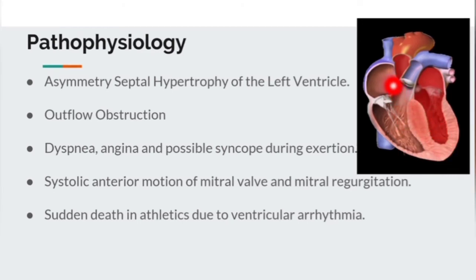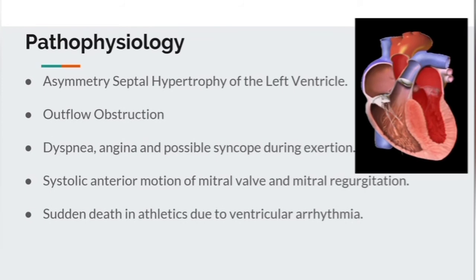Because of the outflow obstruction, the pressure inside the left ventricle rises, and as the pressure inside the left ventricle rises, the blood which is present in the ventricle moves at a very high velocity into the aorta during the systolic phase, and which sometimes pulls the anterior leaflet of the mitral valve forward. This is called a systolic anterior motion of the mitral valve, which over time damages the mitral valve, leading to a mitral regurgitation.